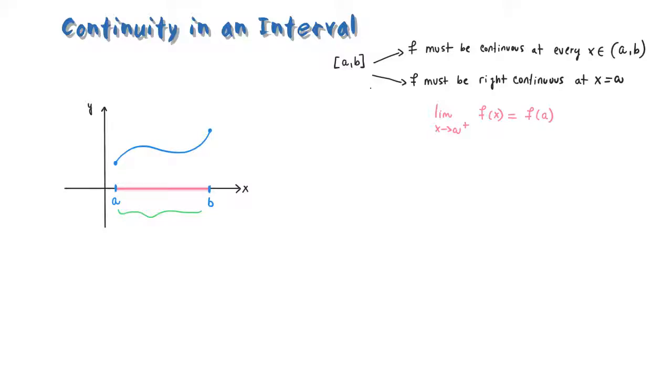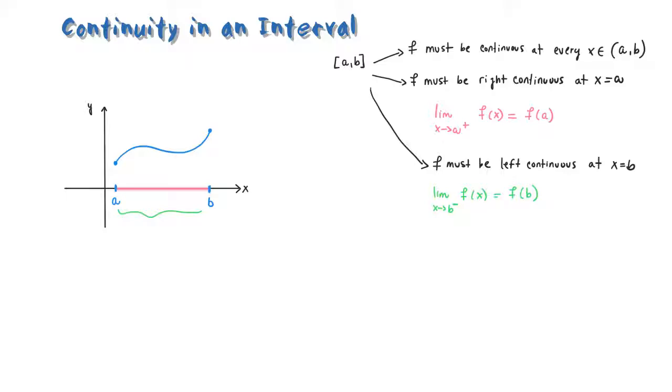And then the third condition is that f must be left continuous at x equals b. So now we have to go to the other endpoint, the right endpoint. As we approach b, we are approaching b from the left. So this is why we want the limit as x approaches b from the left of f of x to equal f of b.